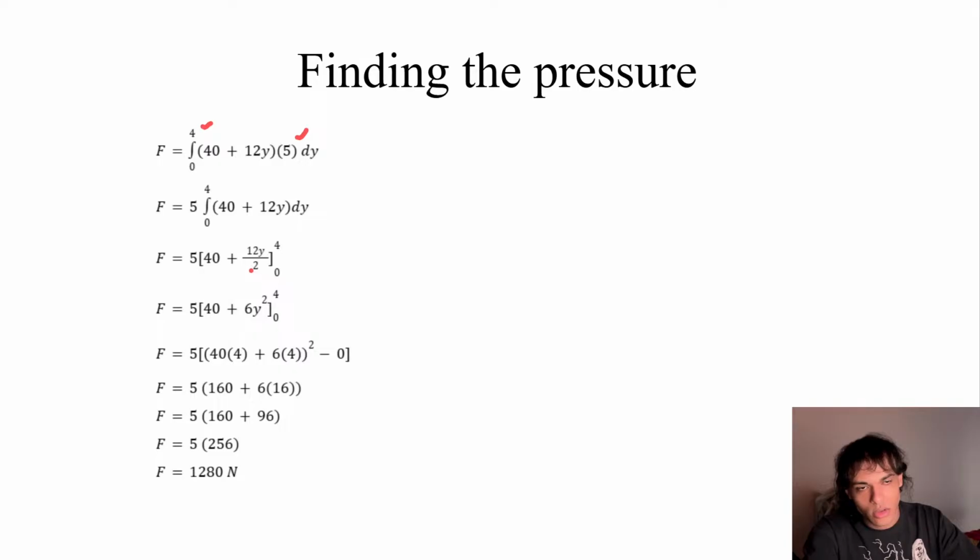Normal things here. So to the power of 1 over 2 becomes to the power of 2, divided by 1. This is going to be 6, and this is going to be 2. Just normal derivation. And then we get this value right here. After we substitute the 4 and the 0, we get this value, which is 1,280 Newton.